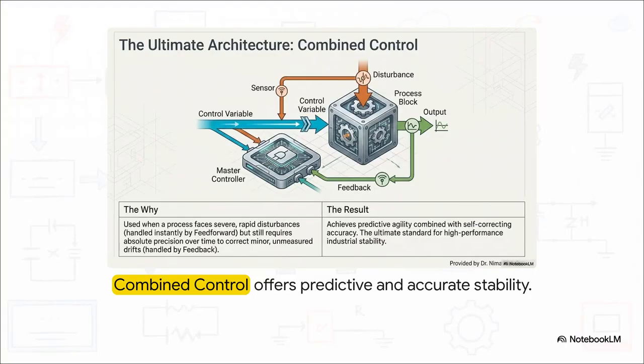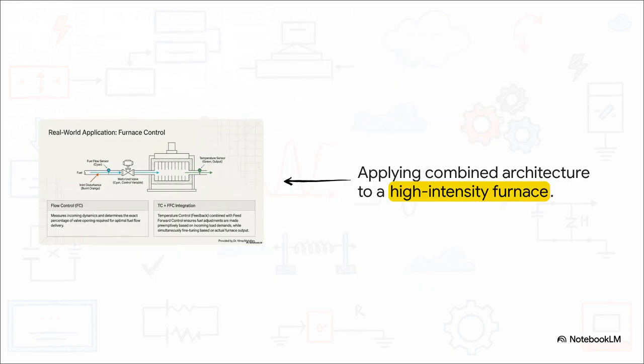The absolute gold standard for high-performance industrial stability uses both strategies together. We deploy feedforward at the top to measure incoming disturbances and act with predictive agility, canceling out massive shocks instantly. But at the exact same time, we run a feedback loop at the bottom to monitor the final output. That feedback loop ensures total, precise accuracy over time, correcting any minor, unmeasured drifts that our feedforward model might have missed.